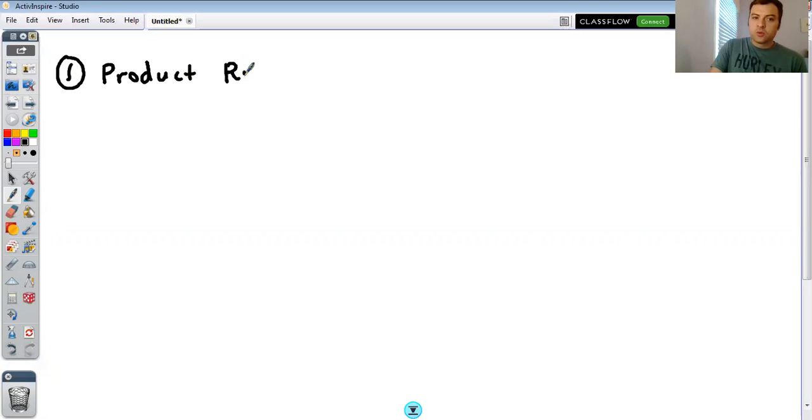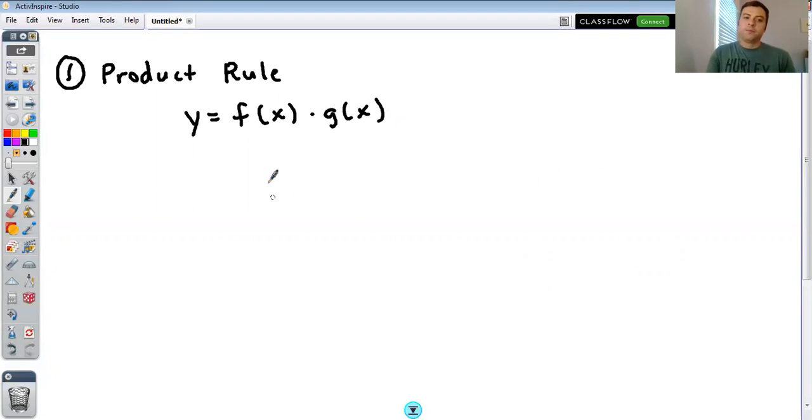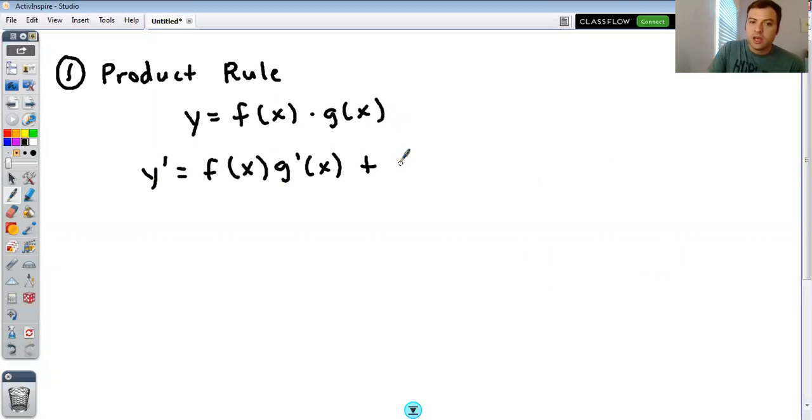And remember, the product rule is used when you have two functions multiplied together. So f of x times g of x. And when we take the derivative of two functions multiplied, we take each function, we multiply it by the derivative of the other function, and then we add those two together. Remember, the order that you do this in does not matter because it's addition.